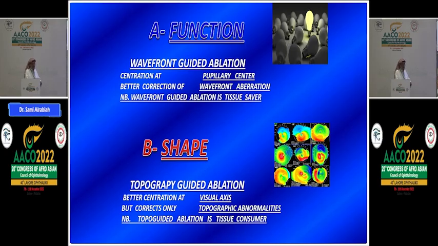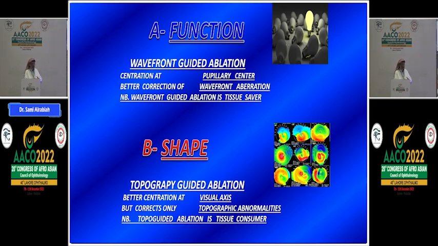And you have to know that wavefront, because it has to go through all the eye, is guided by the pupil. If you have a pupil slightly decentered, your treatment is decentered, because you are going through the pupil. If you want to go through this gate, but the door is there, you have to go from there, not from the center. So this is the problem with wavefront. It has to go through the opening, through the pupil. But it does not correct everything. It takes the whole wavefront, so it is a tissue saver. It helps you to save your tissue.